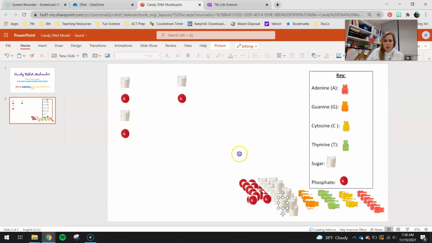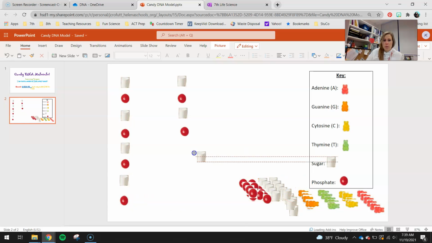All right, you should have just completed your 2 strands of DNA. Basically we need to connect these 2 strands now. We need to add all those middle parts, or if we're talking about a ladder, we're going to add those rungs to the ladder.